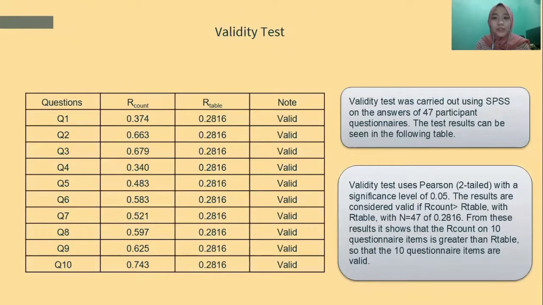Validity test. The validity test was carried out using SPSS on the answers of the 47 participants' questionnaire. The test result can be seen in the following table. The validity test uses Pearson with a significance level of 0.05. The results are considered valid if R count is greater than R table. With an R table for a sum of 47 of 0.2816, the result shows that the R count on the 10 questionnaire items is greater than R table, so the 10 questionnaire items are valid.